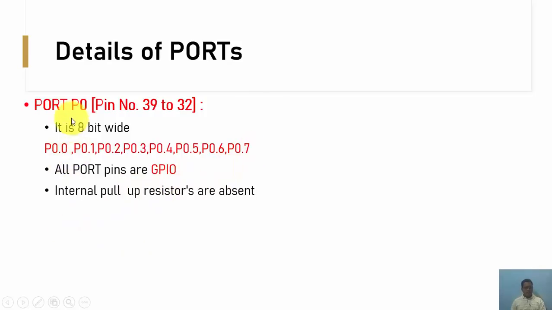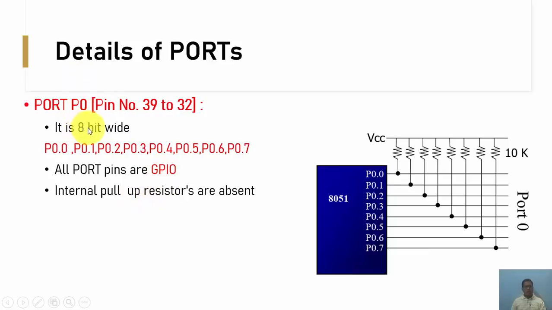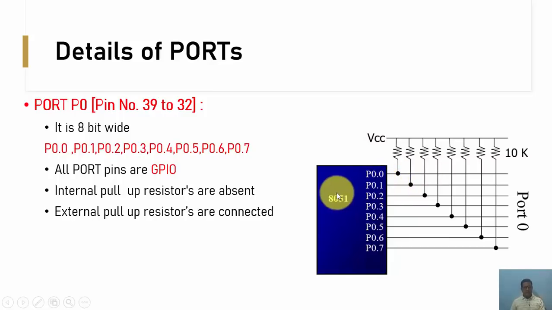Internal pull-up resistors are absent for port P0, and that's why we have to connect external pull-up resistors to this port P0. If you focus on P0.0, P0.1, these do not contain internal pull-up resistors, and for that purpose we connect an external resistor bank, a 10K resistor between the supply and the port pin. That's why it is called a resistor bank and termed an external pull-up resistor.